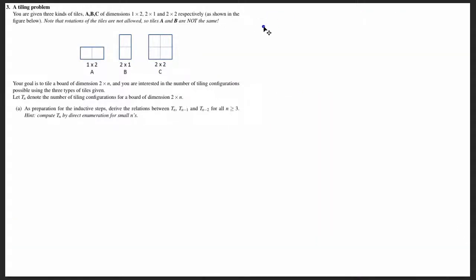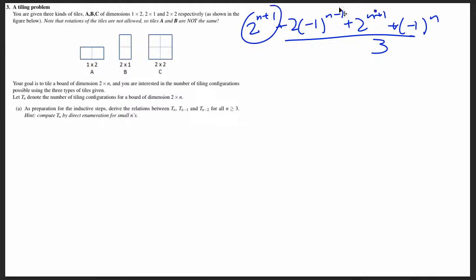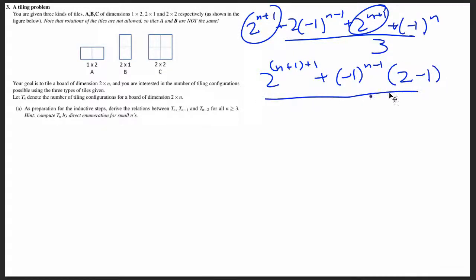Now, continuing on from our algebra, these two terms come together, so now you get 2 to the n plus 1 plus 1. And we can factor out a negative 1 to the n minus 1. This will give us 2 minus 1. So this is 2 to the n plus 1. I'm leaving this here because we need to prove the inductive step. Plus negative 1 to the n minus 1, over 3.